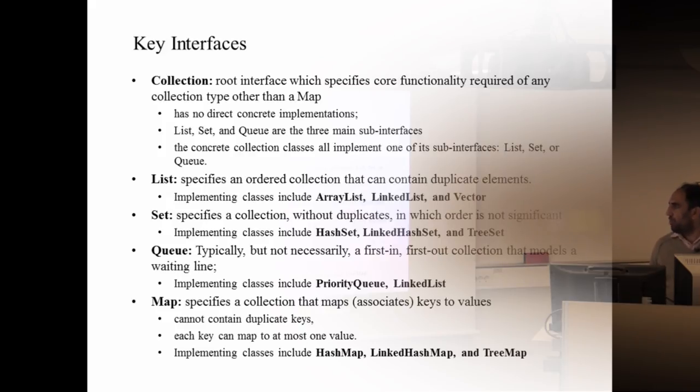Some of the rules with the map are that it cannot contain duplicate keys, because no two students in a class can have the same key, and no two books in a library may have the same ID or key. But duplicate values are allowed. You cannot have duplicate keys, but you can have duplicate values, because in a class you may have two students with the same name. So the values could be duplicates, but the keys must always be unique. Some of the implementation classes for the map include HashMap and LinkedHashMap. We will look at these implementation classes later on.